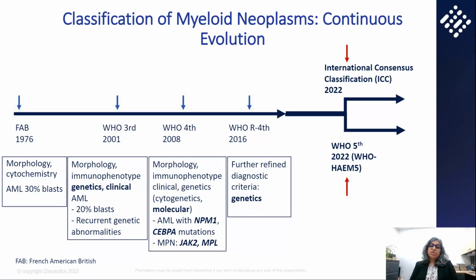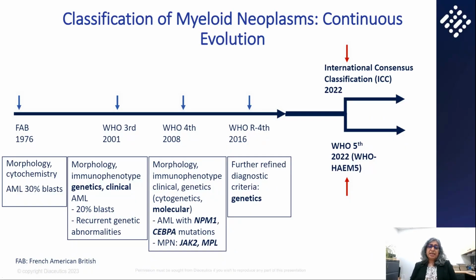The next classification, called the revision of the fourth edition, was finalized in 2016 and published in 2017. This further refined the diagnostic criteria based largely on the advanced information that we had on the genetics of hematopoietic neoplasms. As technology advanced and became more widely available, we had a better understanding of the genetic features of hematopoietic neoplasms. In this revised classification, for most of the entities, we refined the diagnostic criteria.